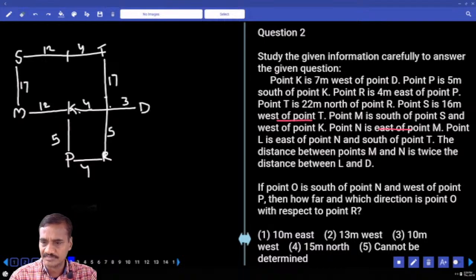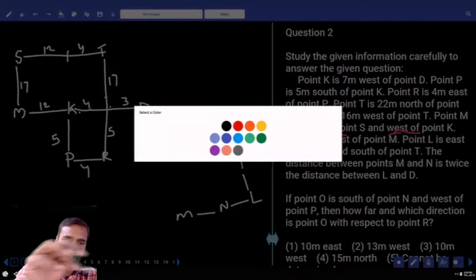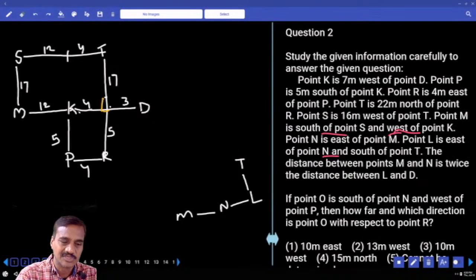N is to the east of M, isn't it? N is to the east of M. M is to the south of S, and N is to the south of K, and point N is to the southeast of M. And L is to the east of N. Then L is to the south of T. L must be exactly here, and N must be somewhere in between these two.